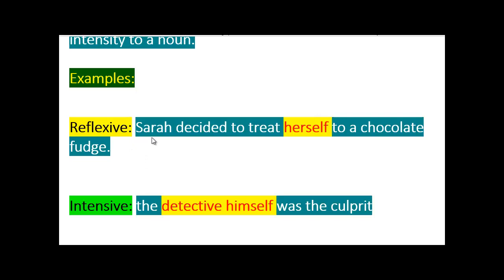For reflexive, Sarah decided to treat herself to a chocolate fudge. Treat herself. That's just reflexive. It reflects on herself. While intensive: the detective himself was the culprit. So here, someone who's supposed to be investigating something was himself the criminal. That says intensive. Okay, intensive pronoun.